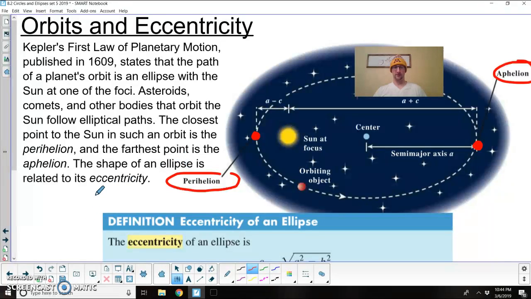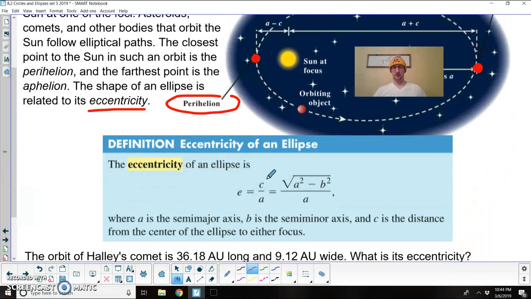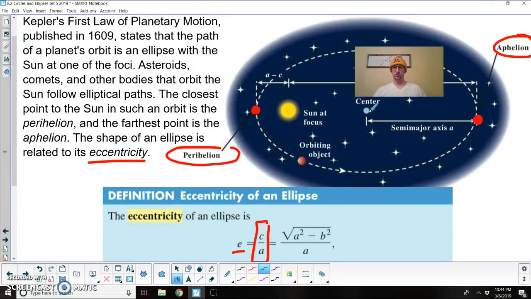The shape then of an ellipse is related to its eccentricity. So that's comparing how close to a circle it is, how flat it is, how stretched out it is. What you're doing when you're finding the eccentricity is you're comparing: e, the eccentricity, is equal to c over a. So it's the ratio of c to a, where c, if you remember, is always the distance from the center to a focus. So that'd be c, in this case the distance from the center to the sun.